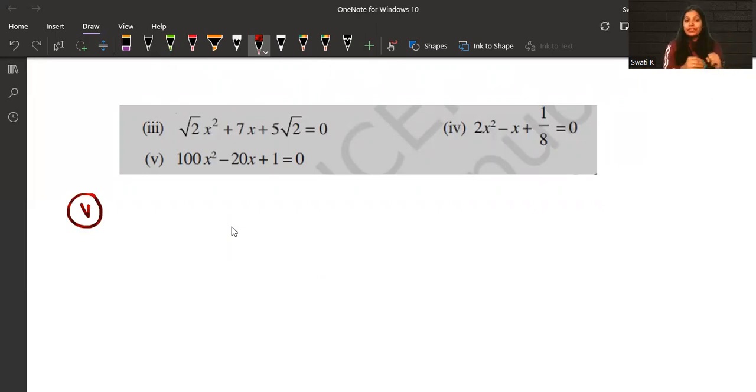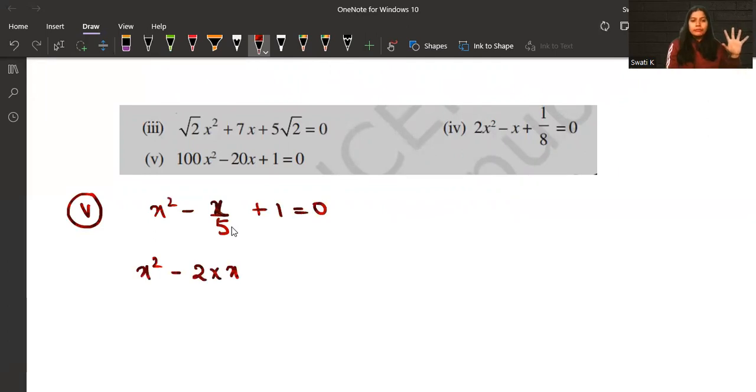For that, we are going to divide throughout by 100. So this will become x square minus 20 by 100, which is nothing but 1 upon 5, times x, plus 1 equals 0. Now quickly use the formula. This will become a square minus 2 into a into b. This 2 is extra, so compensate by dividing. Can you see that this 2 and 2 will get cancelled? So we ultimately get minus x by 5 only. Now, plus 1 equals 0.